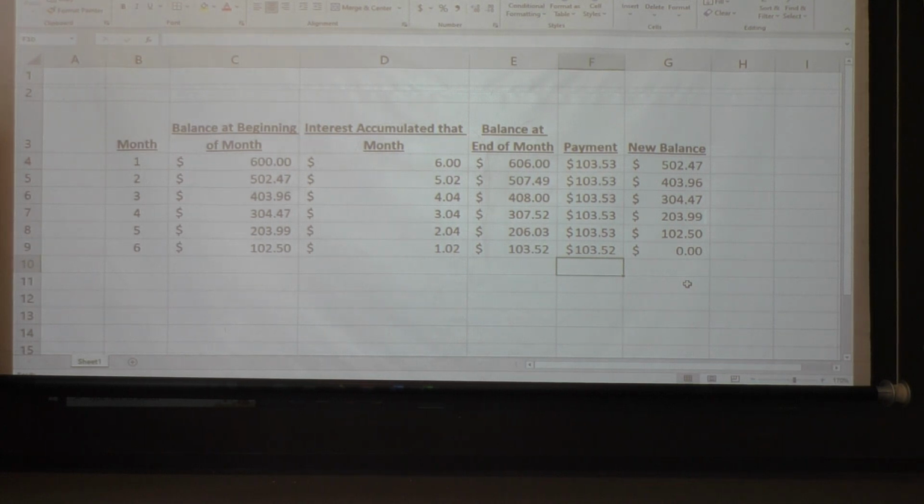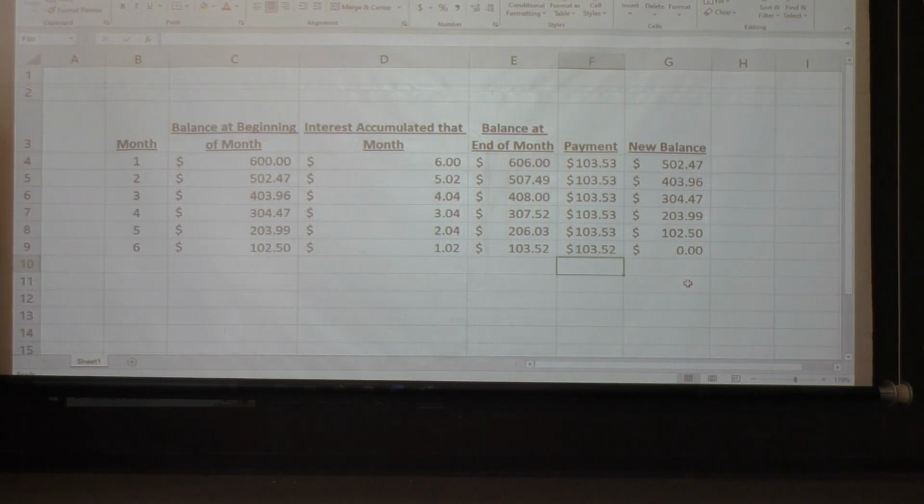Kind of fun. Cool, cool, cool. This is a situation for a spreadsheet, I think. Although, again, the way this is set up, it's formula-based, so we're going to... Now, the big thing is, how did we know the payment was going to be 103.52?